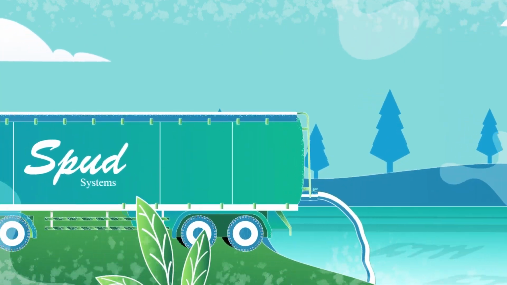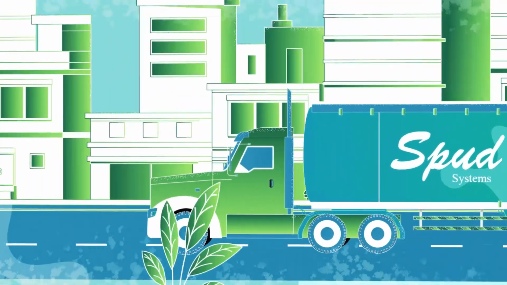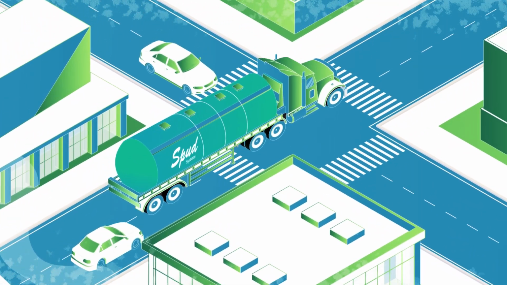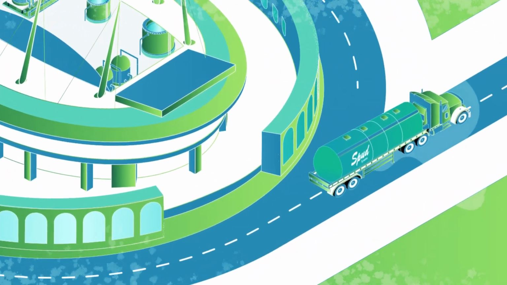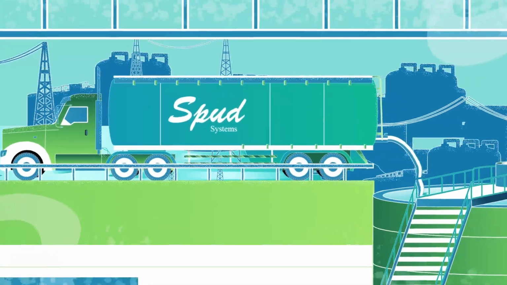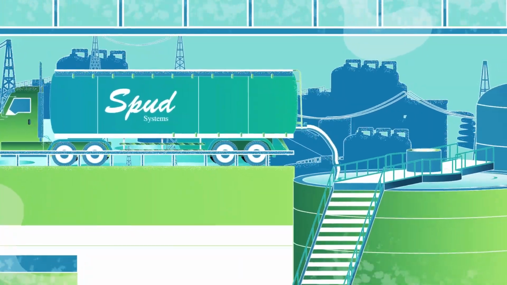Water tanker extracts ocean water. Water tanker travels from ocean. Water tanker drives to SPUD Systems facility. The water tanker arrives at facility. The tanker truck parks next to the water input tank and unloads its supply of water.